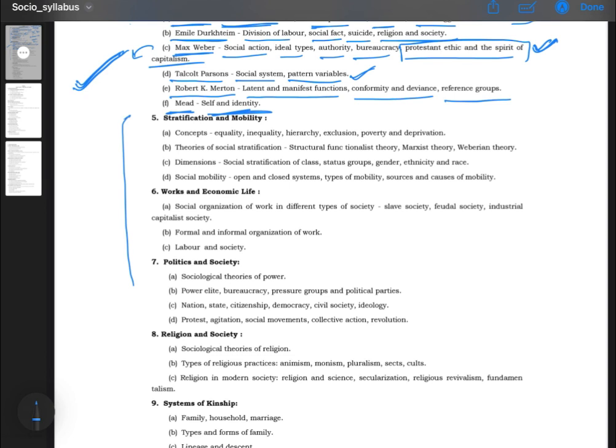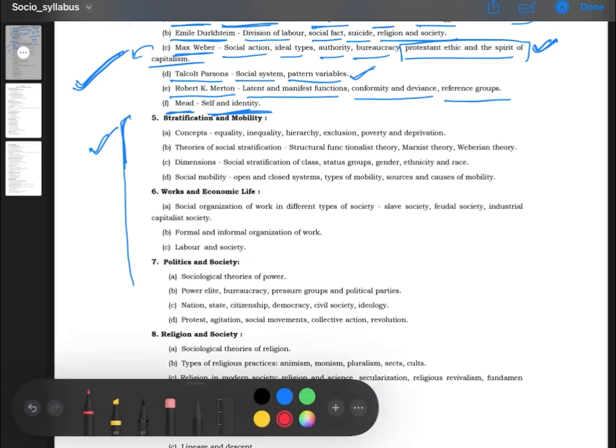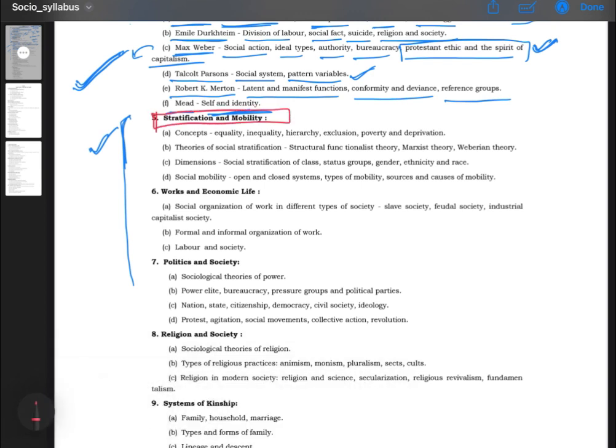So from chapter 5 onwards, the actual study of society will start. The first is stratification. If I may change the color a little bit. So this is stratification and mobility, the fifth unit. In this we will be studying what stratification is: a division into levels, like stratifying it. It is further divided into 4 chapters. First, we will be studying different concepts like equality, inequality, hierarchy, exclusion, poverty, and deprivation. Then different theories of social stratification: structural functionalist, Marxist, Weberian.